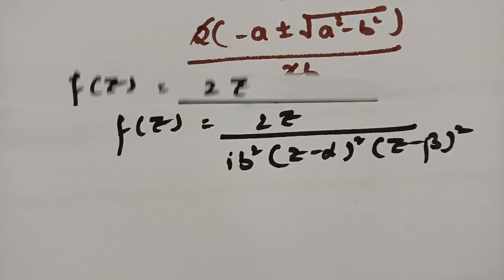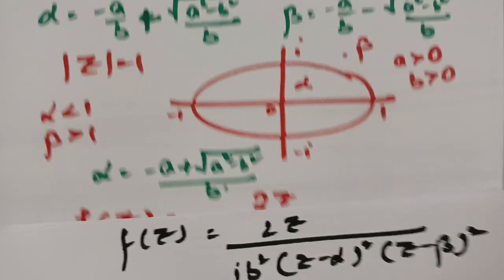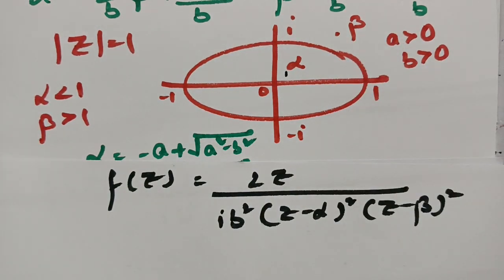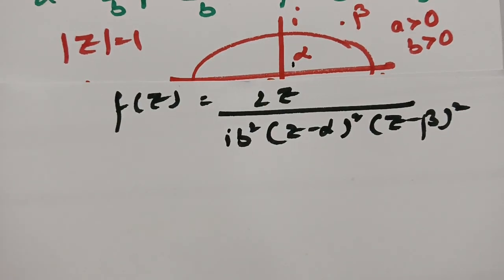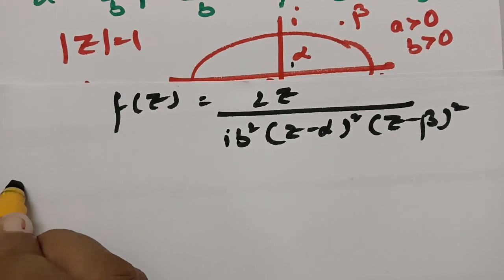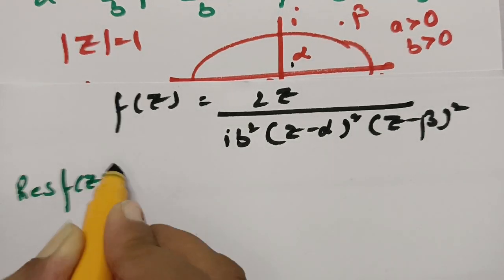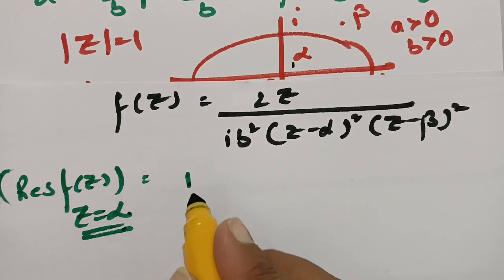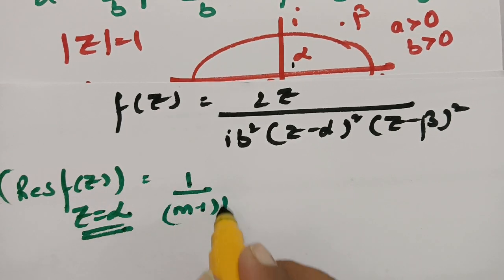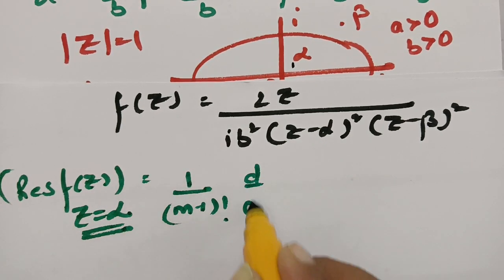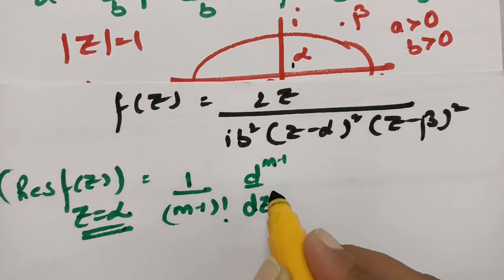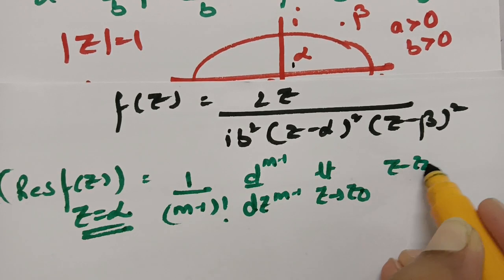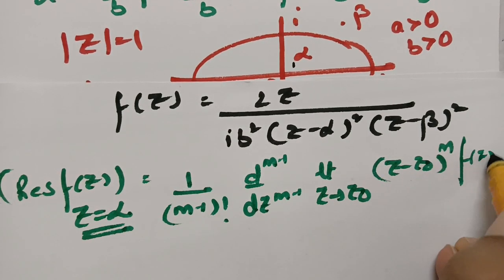Now which one is the interior pole? Alpha is the interior pole here. Alpha is inside the given region and beta is outside the region, and alpha is of order 2. Therefore, the residue of f of z at the pole z equal to alpha is nothing but 1 by (m minus 1) factorial into d by dz power (m minus 1) into limit z tends to z naught of (z minus z naught) power m into f of z.